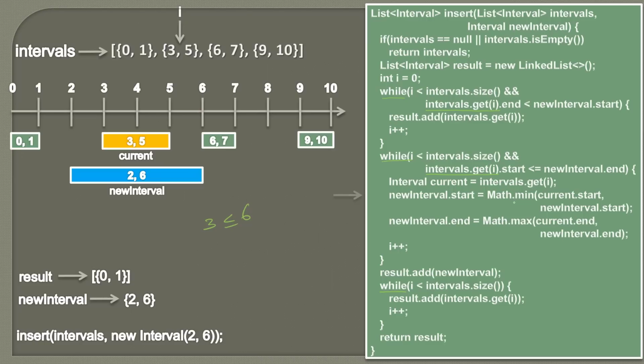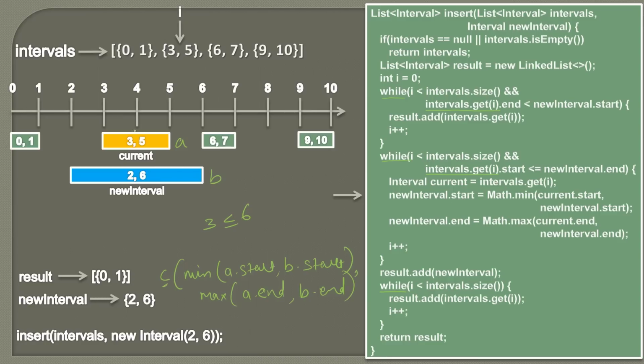Moving ahead. Now as we need to merge 2, 6 with 3, 5, we know the formula that if we merge two intervals, let's say A and B, and let's say result interval is C, so C start becomes min of A dot start, B dot start, and C's end will become max of A dot end and B dot end. So here these two are the same conditions, and here C is our new interval only.